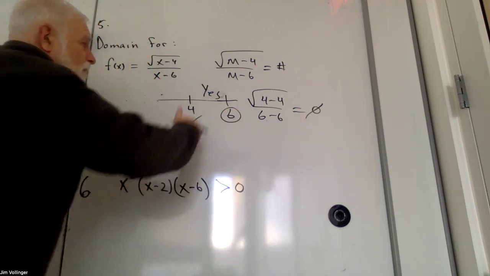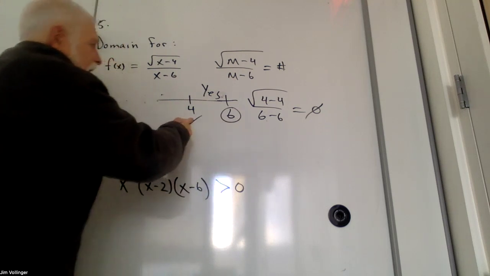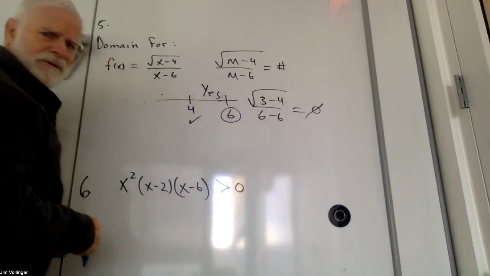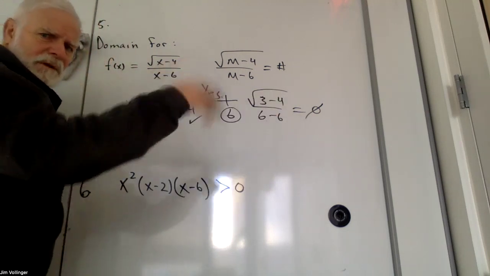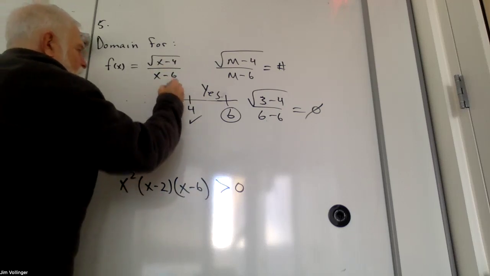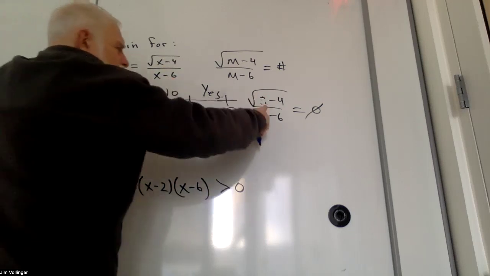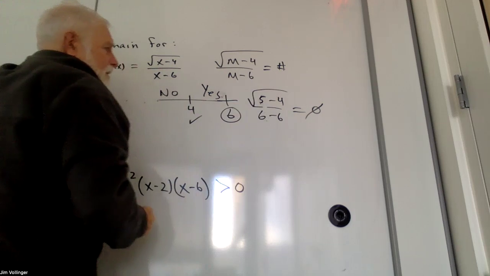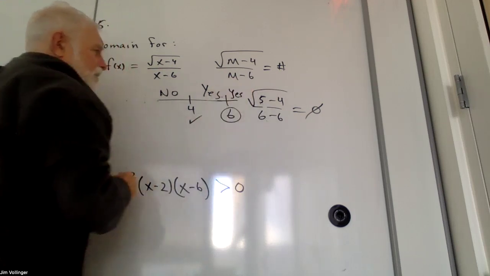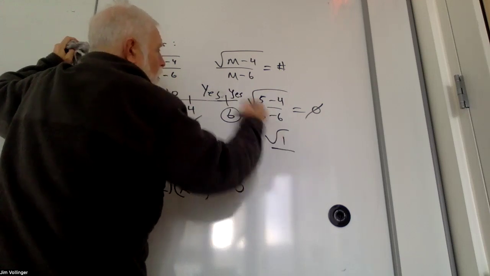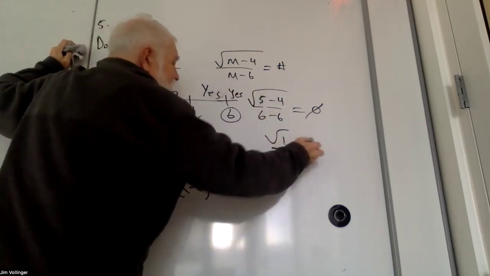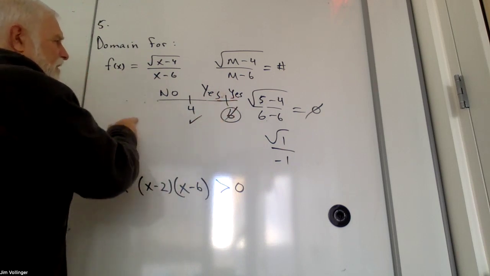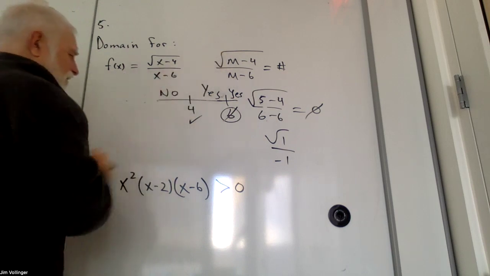Can I use a number bigger than 6? We already found out I can't use anything less than 4, because that's imaginary. You would never graph an imaginary number on Descartes' real number line coordinate system. So no, I can't use these. Let's use 5. The square root of 1 over 5 minus 6 is negative 1, and I think that gives us an answer. So yes, I can't use the number 6. It's undefined. I can't use anything less than 4 because that gives me an imaginary number.